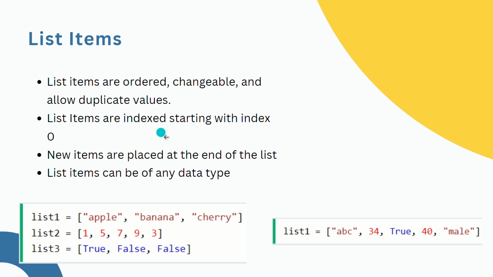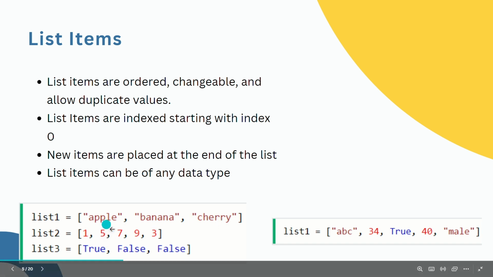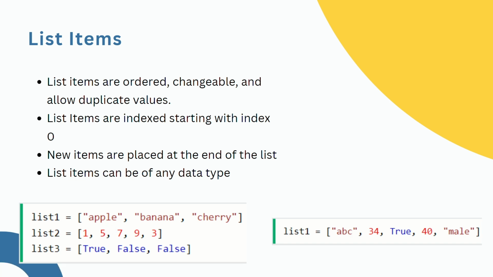List items are indexed starting with 0, which means the first list item will have the index number 0. Then we have 1 and 2 and so on. If you want to access the first element, you will have to use the index 0. Similarly, for the last element, you will use the length of the list minus 1. In this case, the length of the list is 3, so 3 minus 1 is 2. To access cherry from this list, you will have to use the index 2.